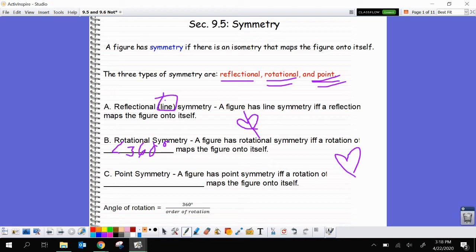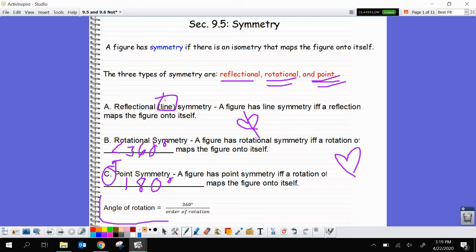The last one is going to be point symmetry, and it is a figure that if you rotate it 180 degrees, then it maps the figure onto itself. Okay, so anything that has point symmetry, we're going to see here in a minute, must have rotational. So anything that can go 180 degrees onto itself must have rotational symmetry because 180 is less than 360. Okay, but everything that has rotational isn't necessarily going to be exactly 180 degrees. And so we'll see that.